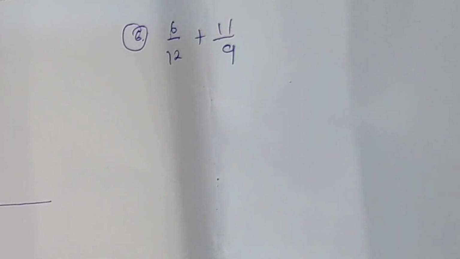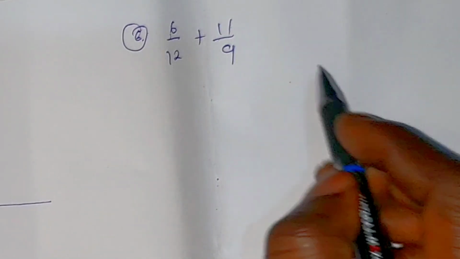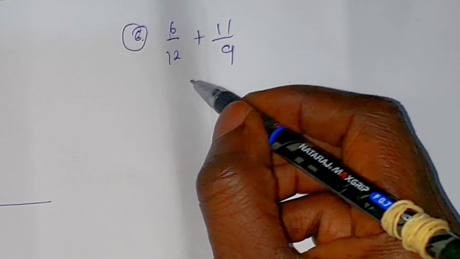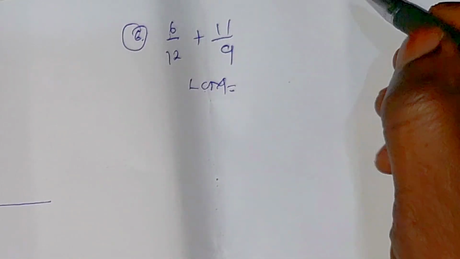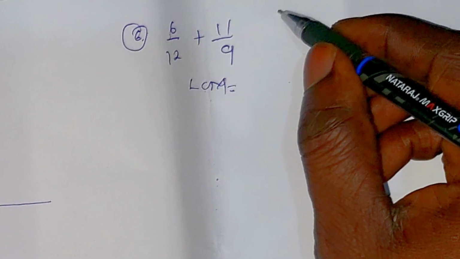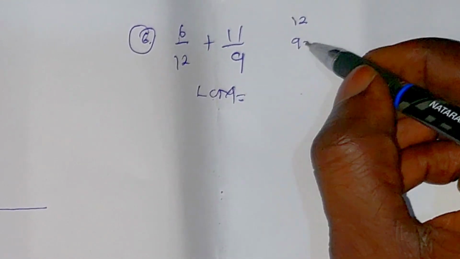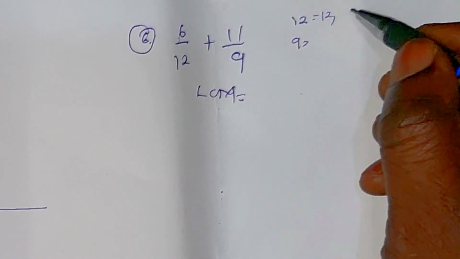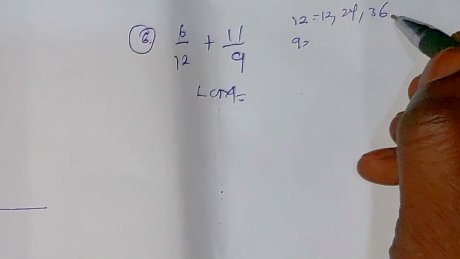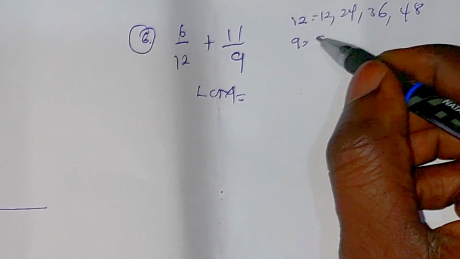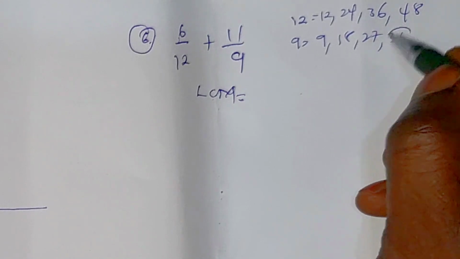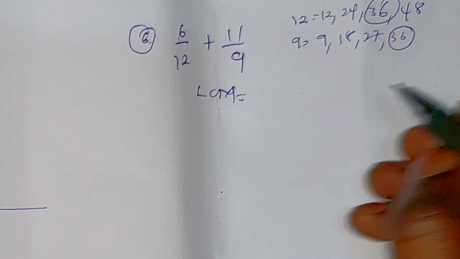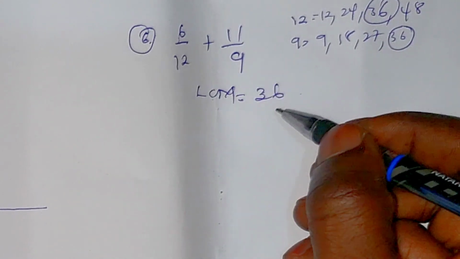So we have the next question, 6 over 12 plus 11 over 9. We need to find the LCM of the denominators because they are unlike fractions. So the LCM becomes what? Let's find it together. So the multiples of 12 and the multiples of 9. 12 times 1 is 12, 12 times 2 is 24, 12 times 3 is 36, 12 times 4 is 48. 9 times 1 is 9, 9 times 2 is 18, 9 times 3 is 27, 9 times 4 is 36. So the LCM is 36. So the LCM becomes 36 here.